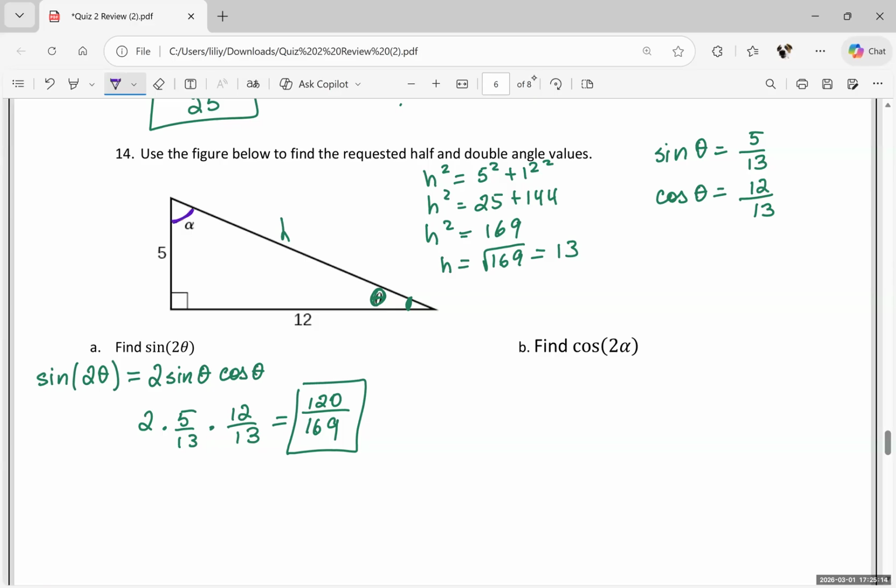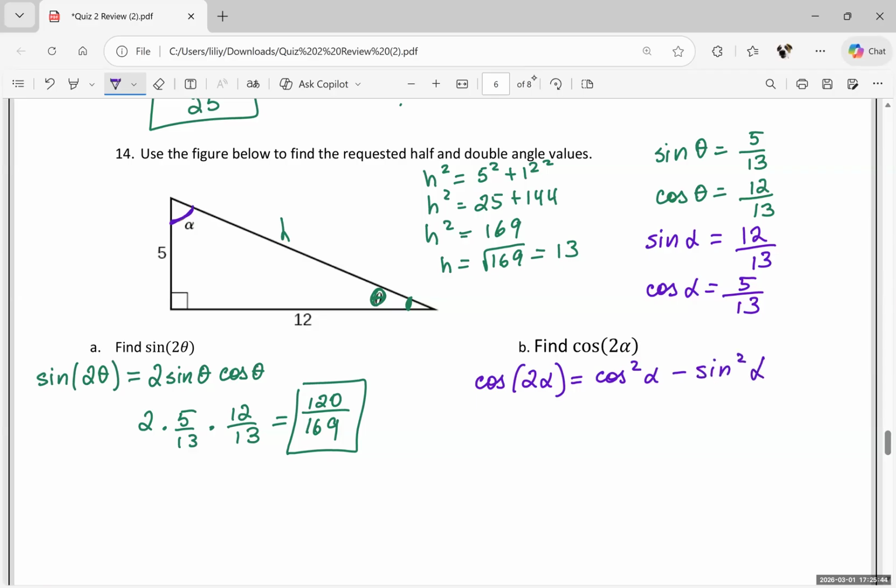Angle alpha is right here. For alpha, sine alpha is opposite, which is 12 over the hypotenuse, which is 13. And cosine alpha is adjacent, which is 5 over 13. The double cosine formula is totally different from the double sine formula. Cosine of 2 alpha equals cosine squared alpha minus sine squared alpha. And then you're plugging in the values for alpha from above.